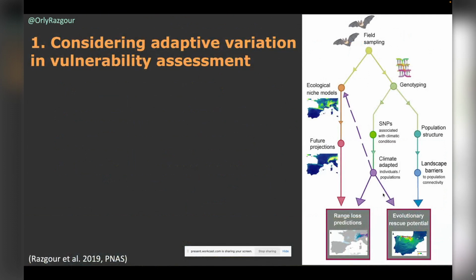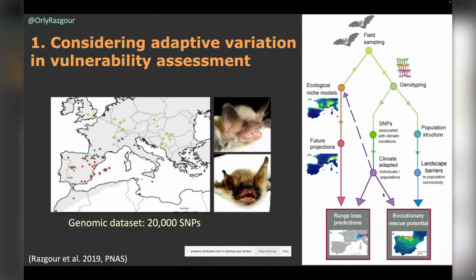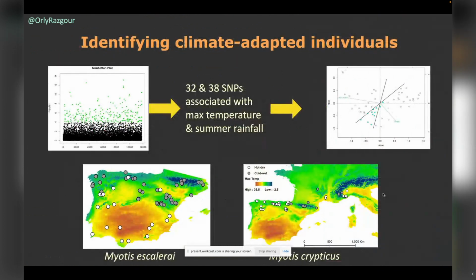So first, let's start by looking at how we can use genomic data to identify adaptive responses to climate. So we developed a framework that helps us to directly integrate and consider adaptive genetic variation in response to climate into our vulnerability assessments. And I'm going to show you how we can implement this framework through an example of two Mediterranean bat species, Myotis escalerai and Myotis crypticus. So we're generating genomic data sets for these bats. Then we use these genomic data sets to try and identify climate-adapted individuals.